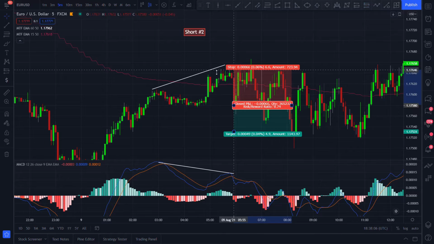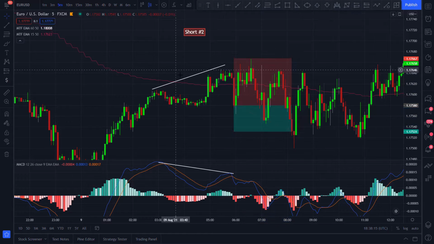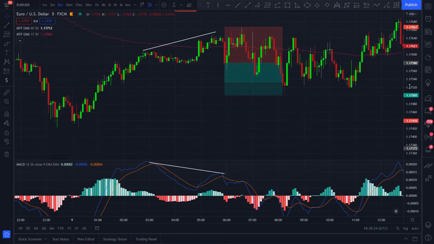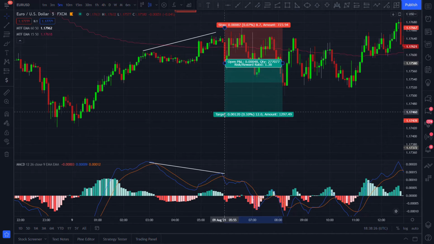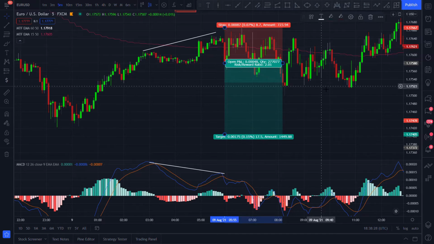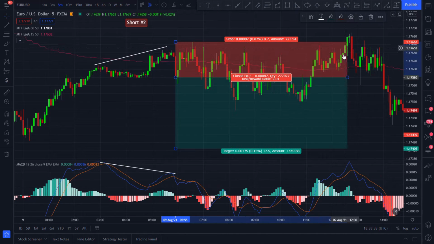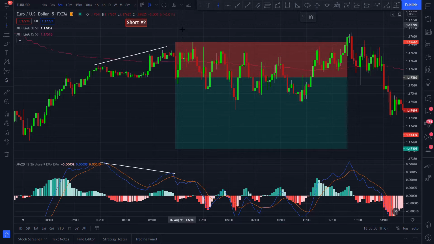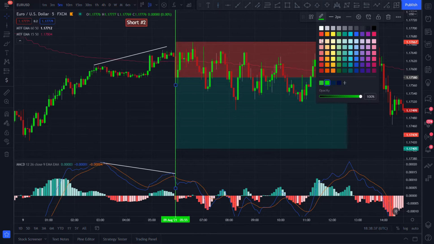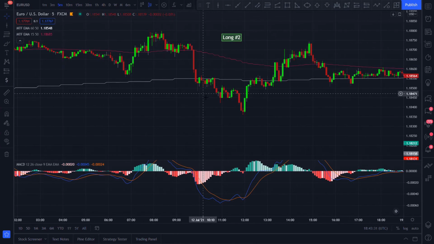For the stop loss, we are targeting 2 pips above the latest high, which is going to be here. And we are targeting 2 to 1 risk to reward ratio. As you can see, this one hit our stop loss, so it's a loser. Here is another long example.